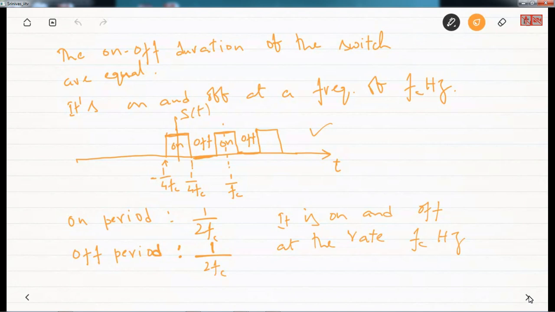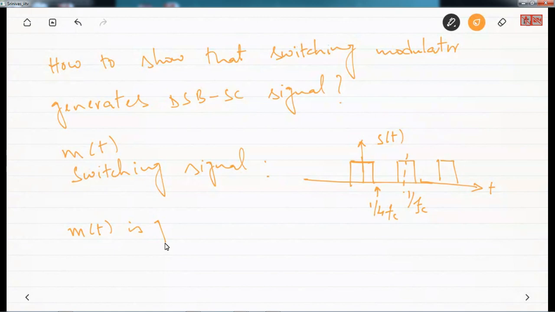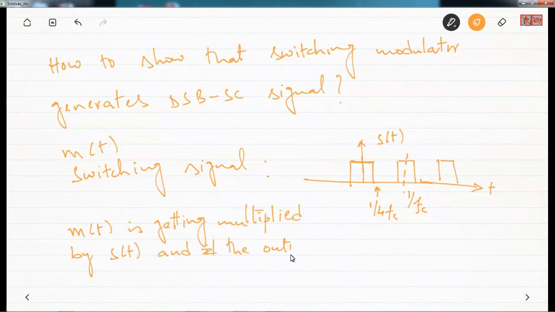So let's see, M of t is getting multiplied, and the output is given to the band pass filter. So that's what we can conclude, right?